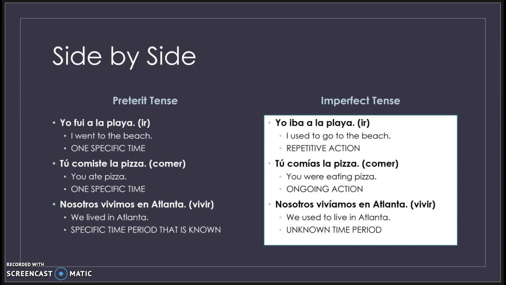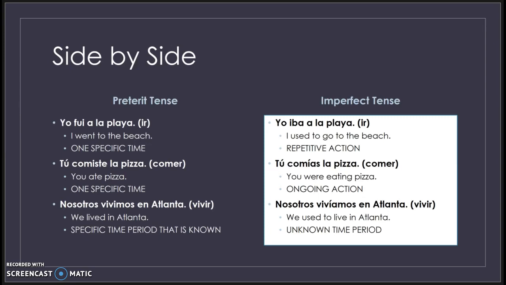"Nosotros vivimos en Atlanta" means we lived in Atlanta, but by saying it in the preterite, it means that there was a very specific, well-known time frame in which you lived in Atlanta. Versus "nosotros vivíamos en Atlanta," that means we used to live in Atlanta. It was a longer period of time. We don't know the specific beginning and end points, so it's a little ambiguous.